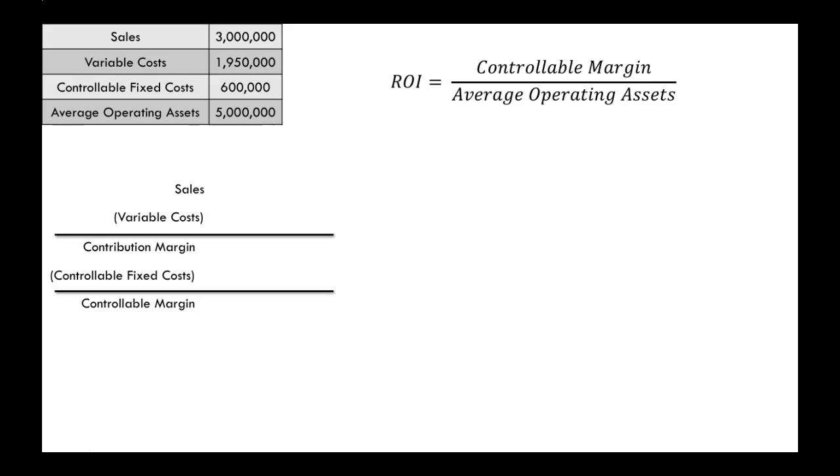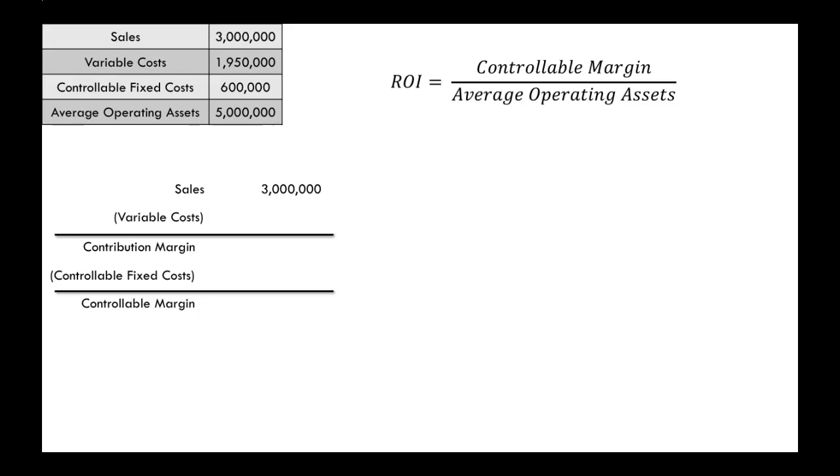Controllable margin we were not given, so we're going to need to find that. You'll see that in order to find it, we take our sales minus our variable cost, which will give us our contribution margin. Then if we subtract out our controllable fixed costs, that will give us our controllable margin.